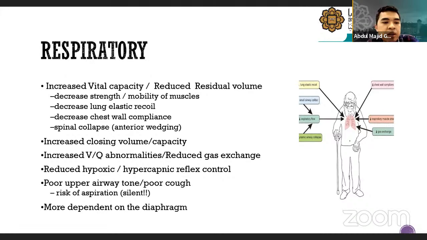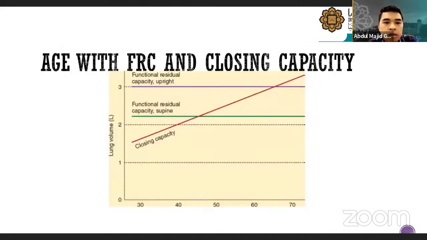At the same time, there will be an increase in closing volume and closing capacity, and increased VQ ventilation perfusion abnormalities, hence resulting in reduced gas exchange, reduced hypoxic and hypercapnic reflex control, and most importantly, poor upper airway tone control that might cause a very high risk for them to develop aspiration. Their breathing is also more dependent on the diaphragm.